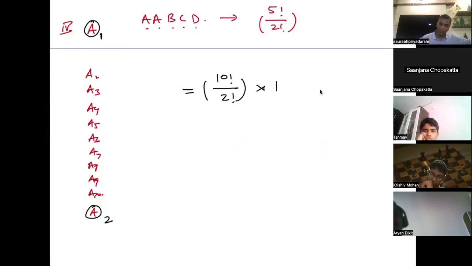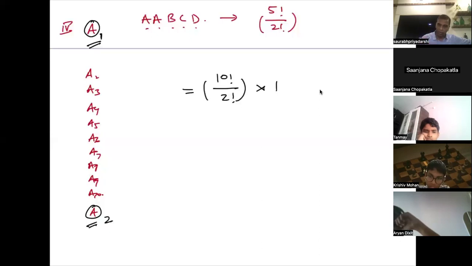First, we have to think both the A's are same. So if both the A's are same, I'm writing A2, A3, A4 up to A10. Now we can arrange all these students by factorial 10 by factorial 2 ways, right? Because both the A's are same.